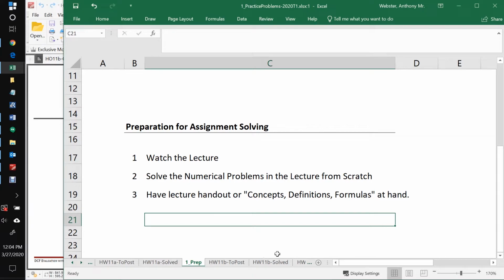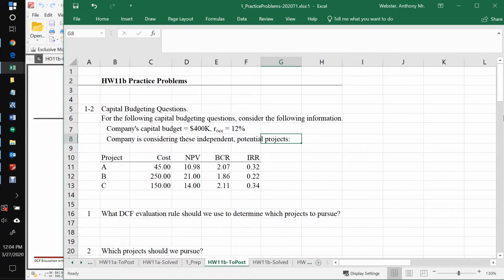All right, so let's jump right in here. I've got several problems for us to look at. The first is a set of capital budgeting questions that relates to this data. So let's read the problem statement and see what we've got. For the following capital budgeting questions, consider this information. The company's capital budget is $400,000. Opportunity cost of capital is 12%, as it doesn't say anything else, that would be for all the possible projects. And the company is considering these three independent potential projects.